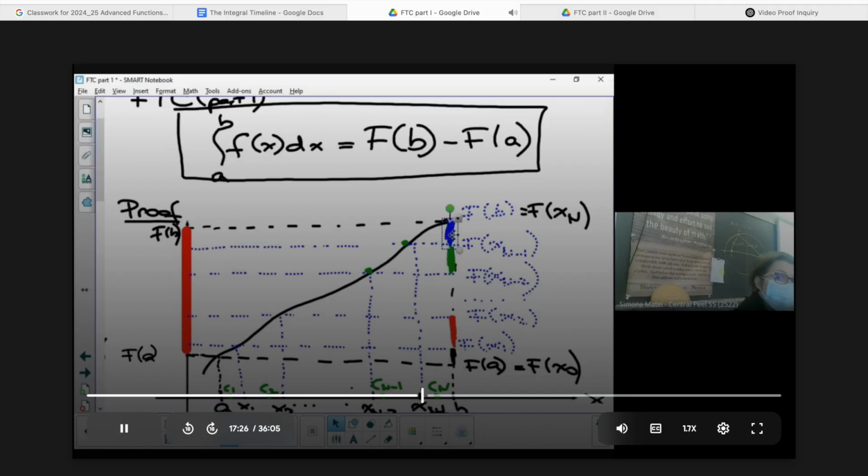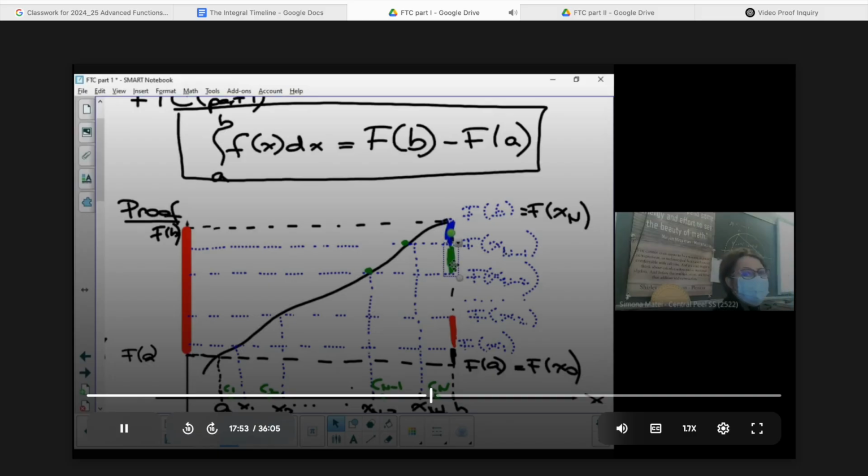Now tell me, please, how do I write the blue segment over here? What's the length of that blue segment? Yes, Nimrit? For sure, it's f at xn minus f at xn minus 1, right?